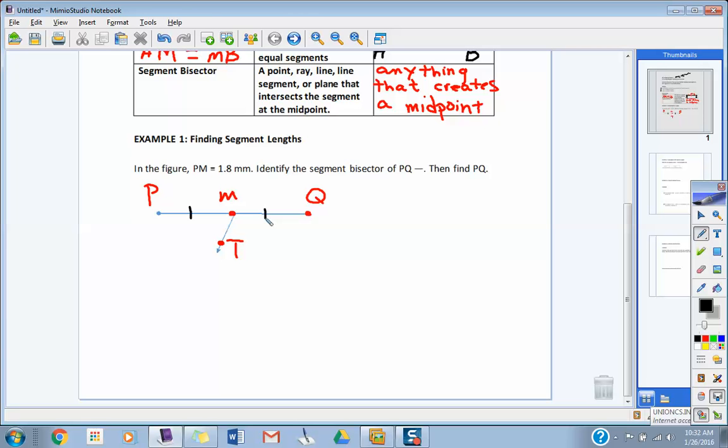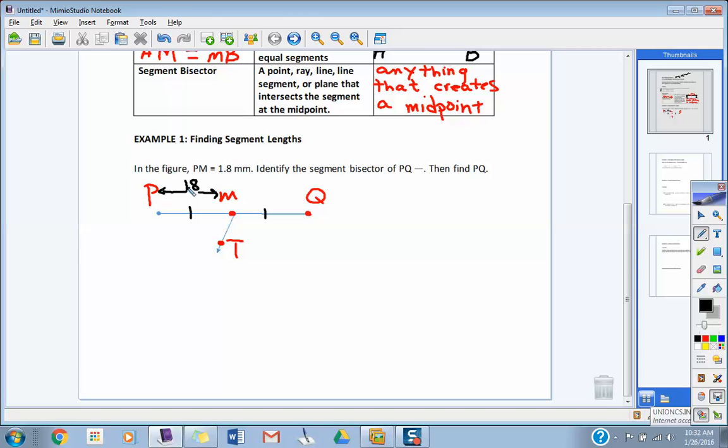Okay? So let's go ahead and see if we can find some segment lengths that they want us to use here. It says in the figure, PM is equal to what, guys? 1.8 millimeters. So from P up to M, that is 1.8 millimeters. 1.8 right there. Okay. It says identify the segment bisector of PQ.